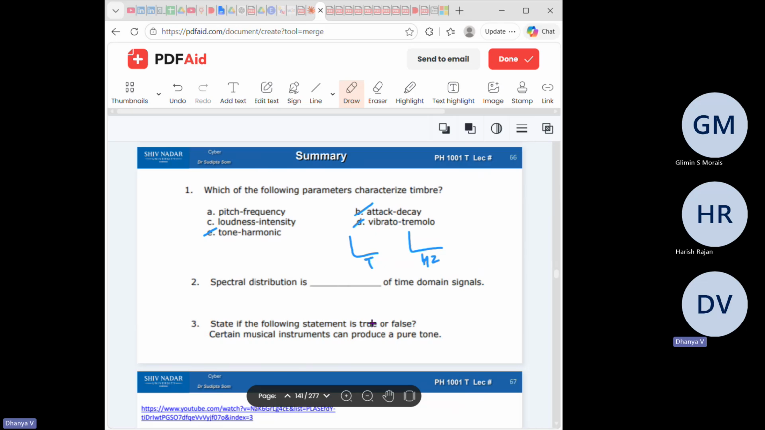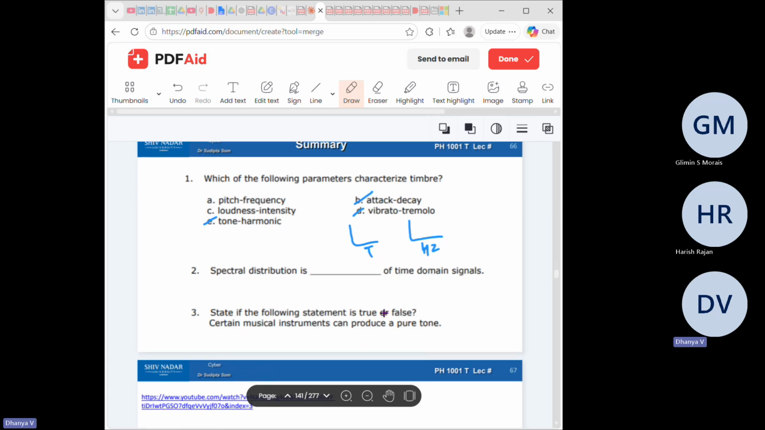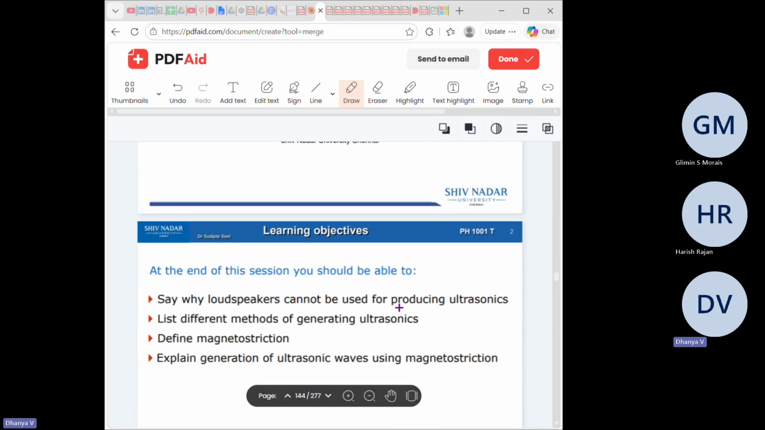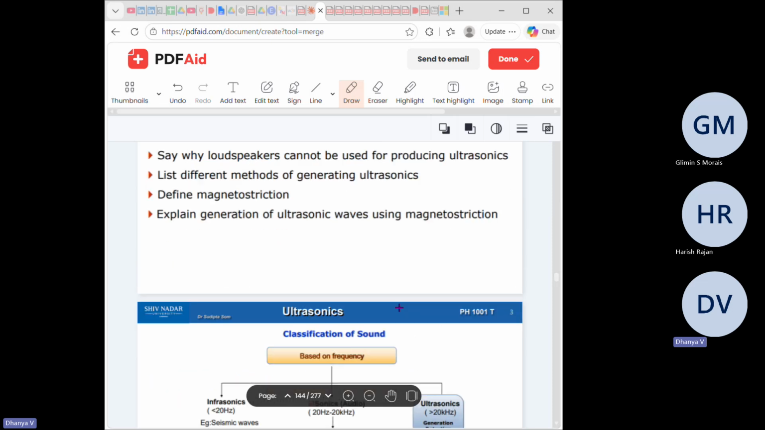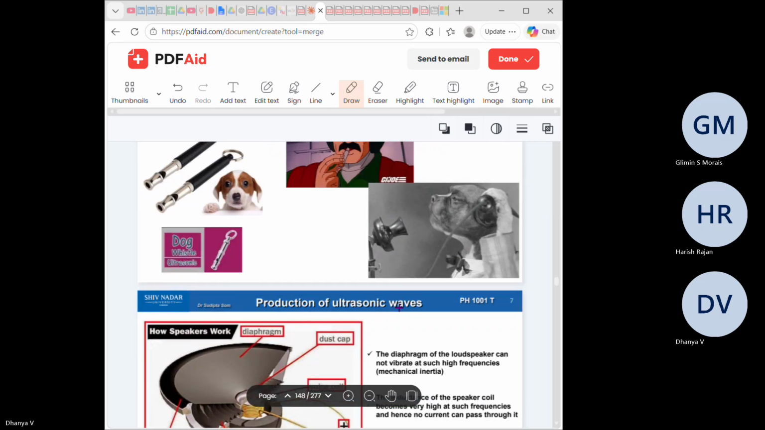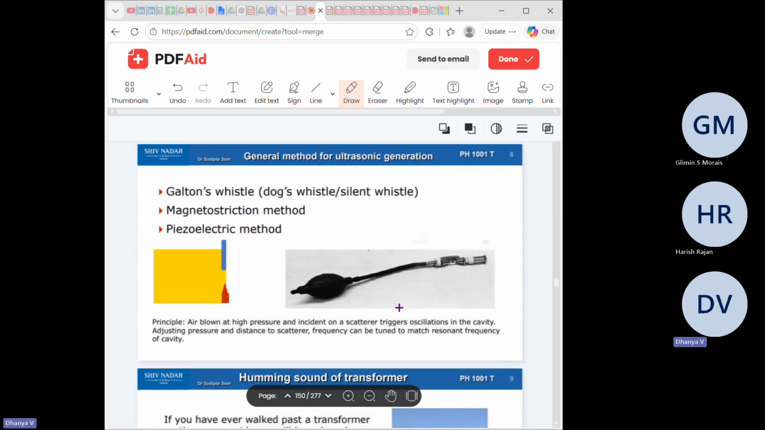State if the following statement is true or false: certain musical instruments can produce a pure tone. There's nothing called a pure tone. Only something like a tuning fork gives a very pure tone, but ideally nothing like that exists. In the real world an ideal pure tone doesn't exist. This is something I've already seen. I think it's time we skip a lot now.